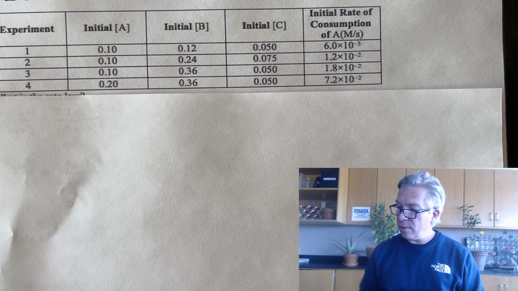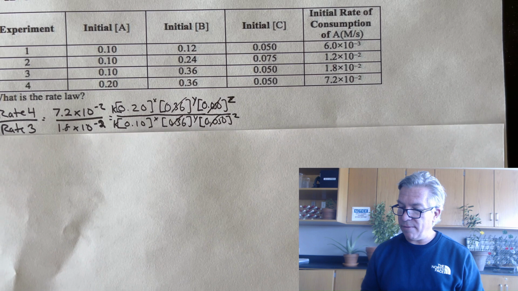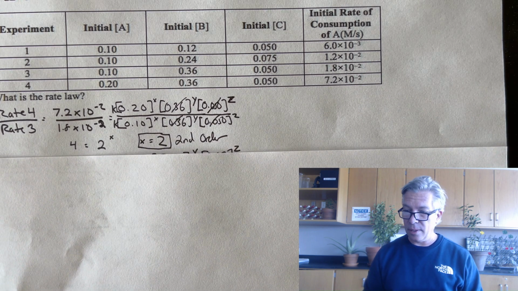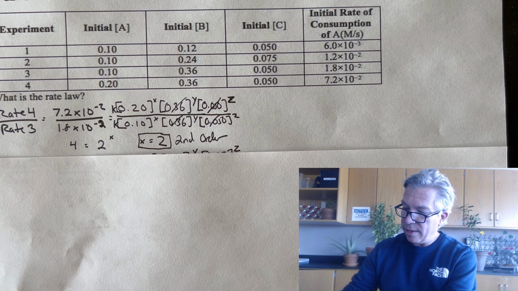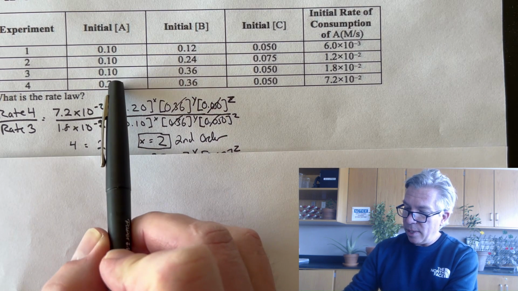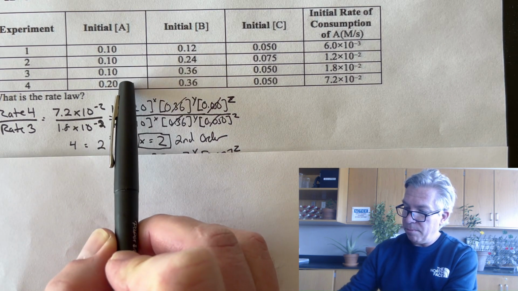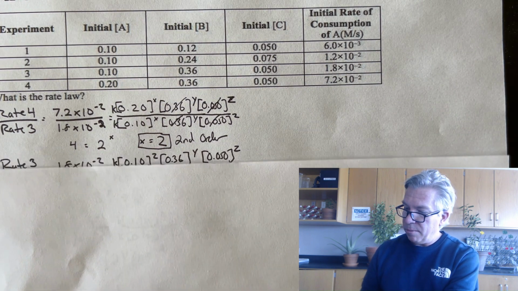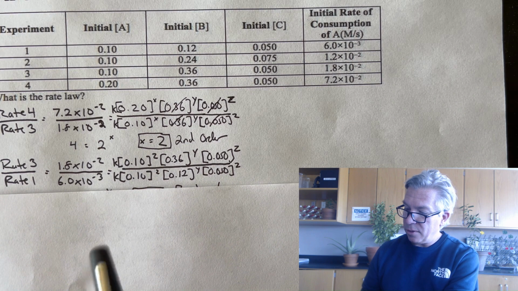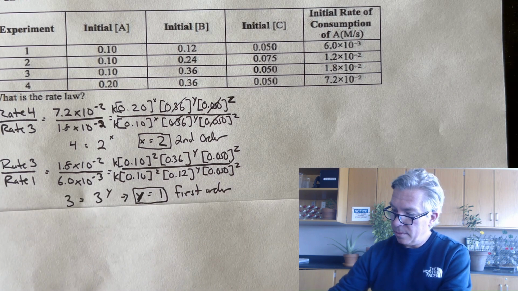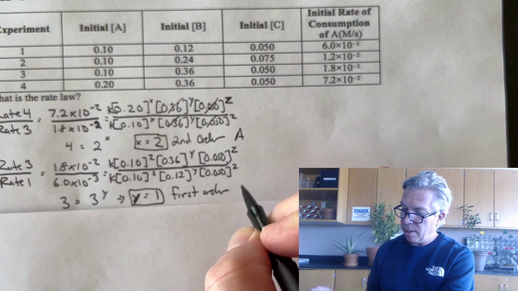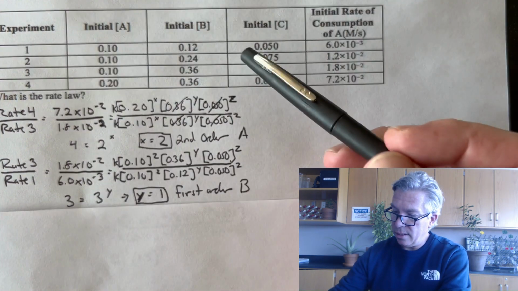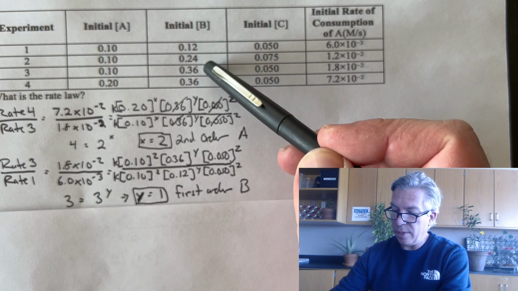So what I did when I worked out this solution, I found out that A was second order because comparing rate 4 to rate 3, it went up by a doubled, but the rate went up by 4. So that's a second order reaction. For B, I found out that it was a first order reaction, comparing rates 3 over rate 1, in which B went up by a factor of 3, and the rate went up by a factor of 3.